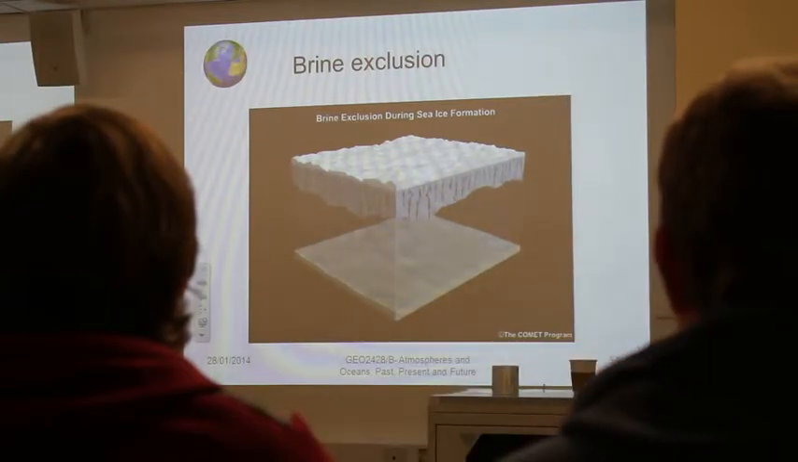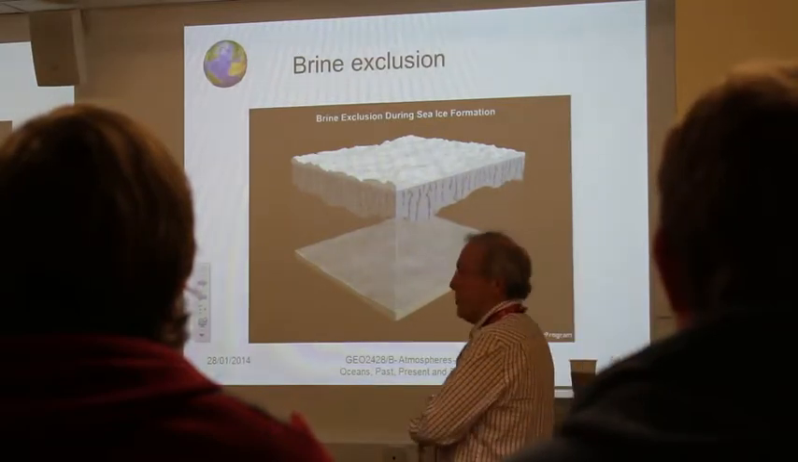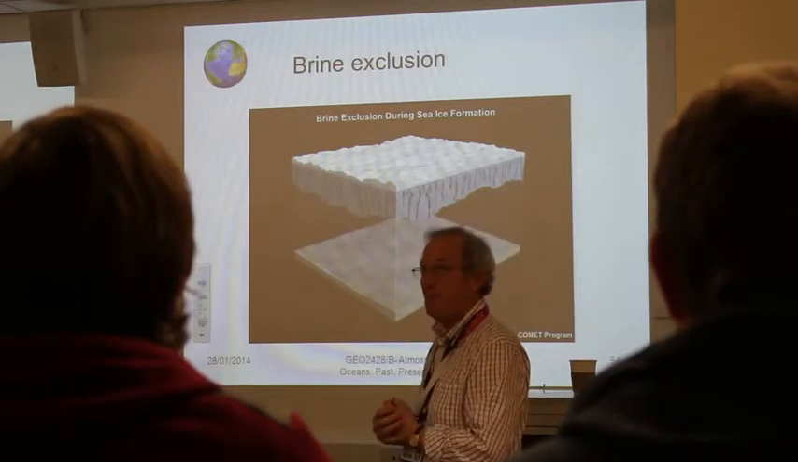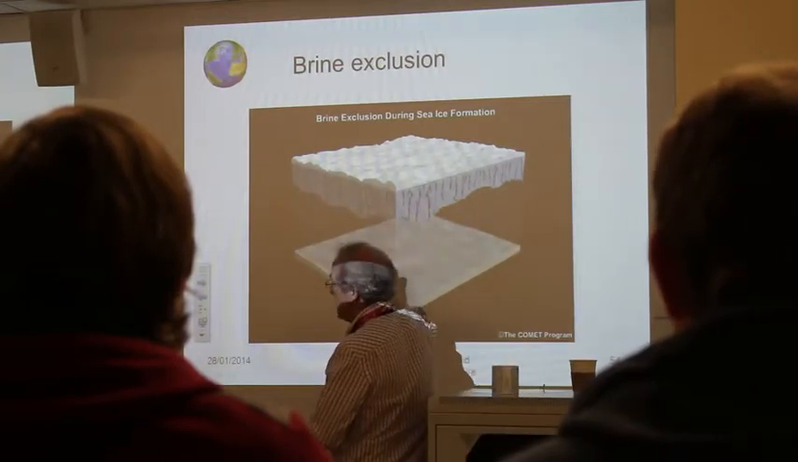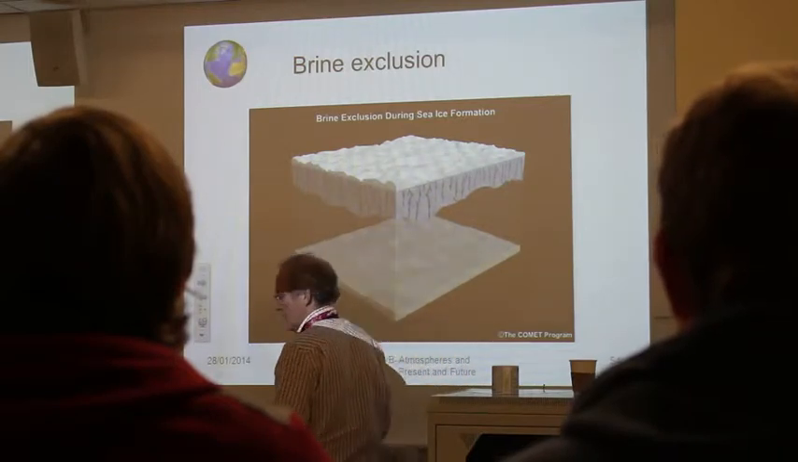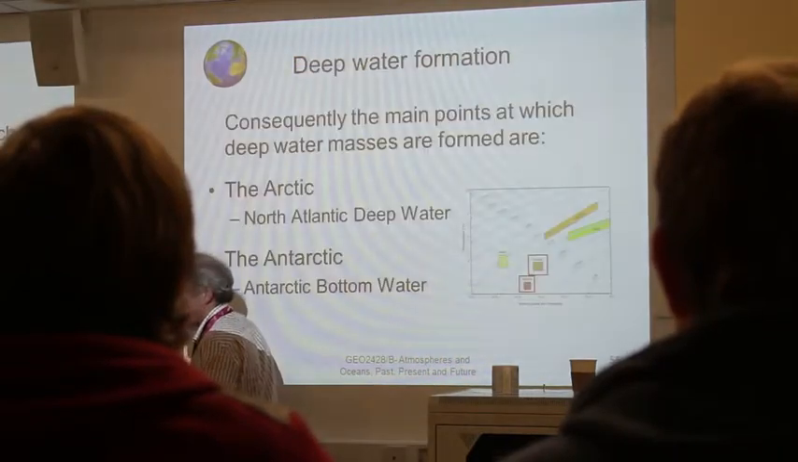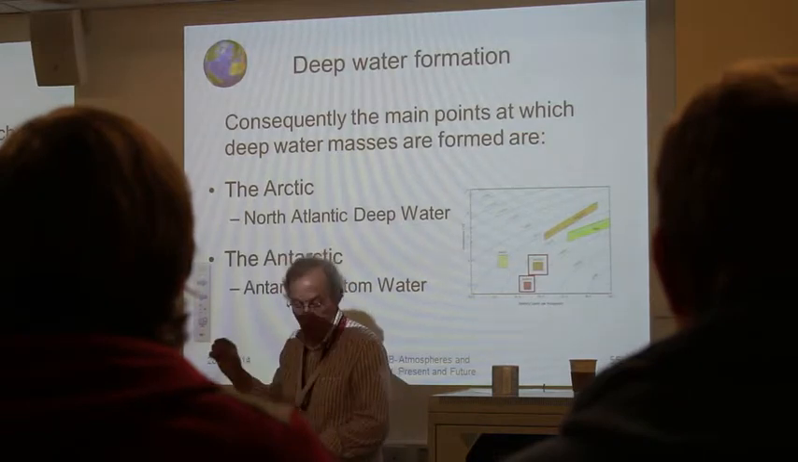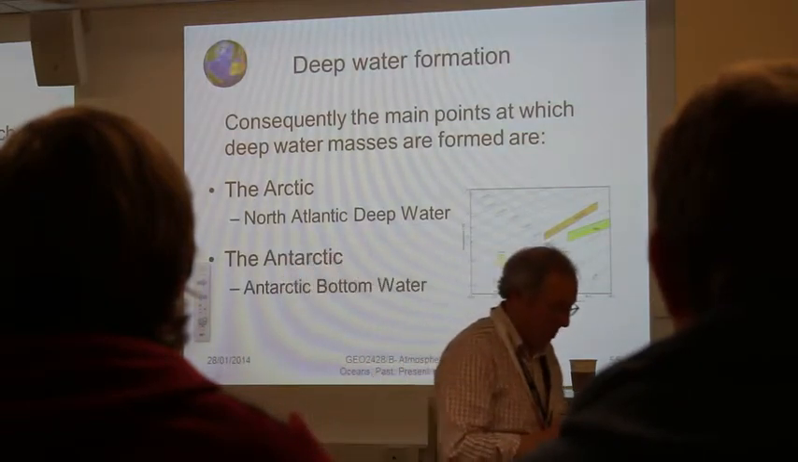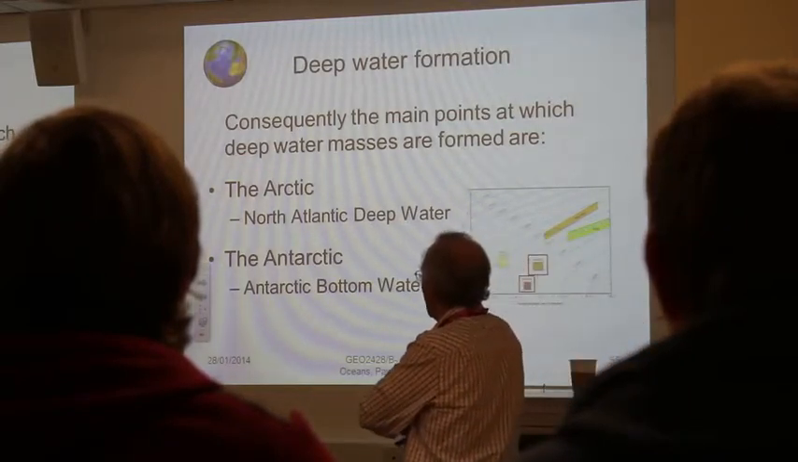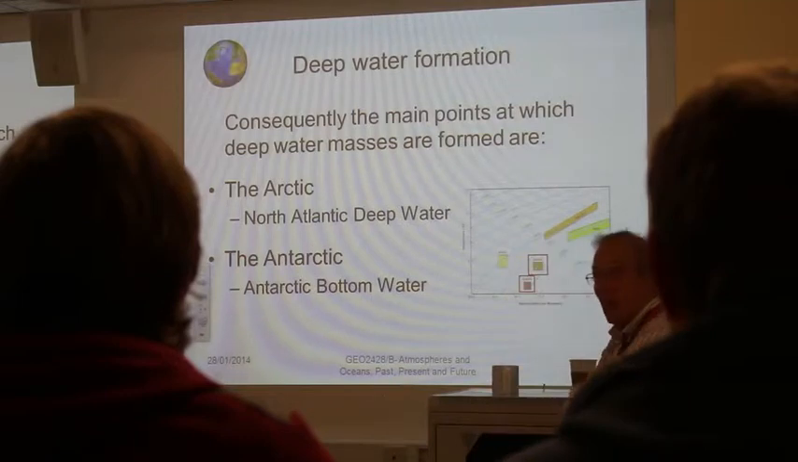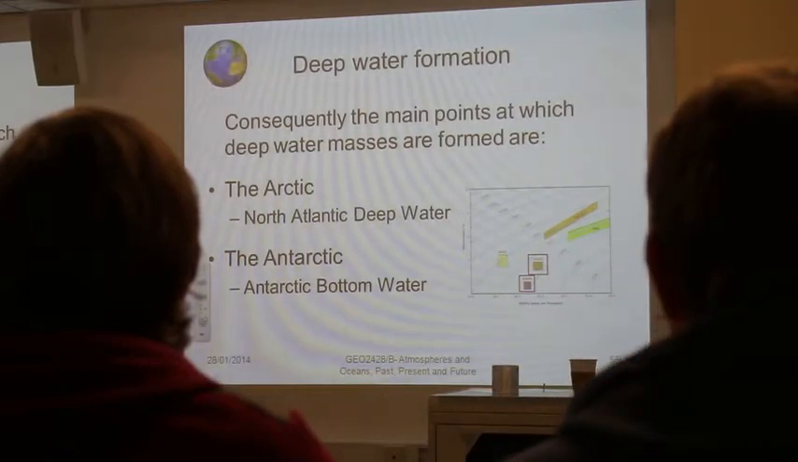As it's expelled from the base of the ice, it is much more dense than the surrounding water into which it's being expelled, so it sinks. That water gradually sinks to the base of the ocean column, and that is deep water. The two places where we get deep water formation in significant global amounts are the Arctic and North Atlantic, with North Atlantic deep water, and the Antarctic, where you get Antarctic deep water.